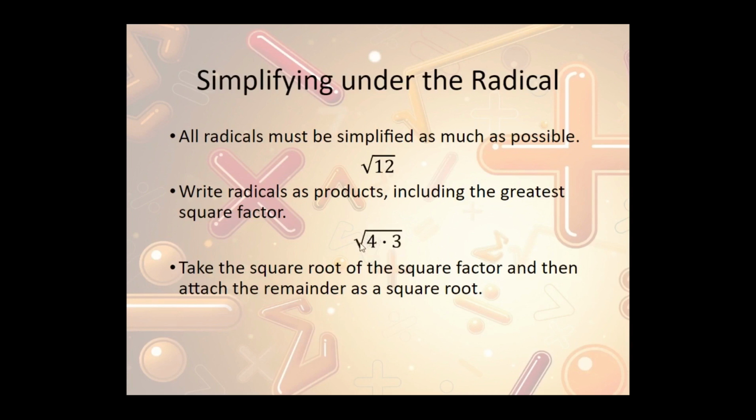So we could take the square root of 4. The square root of 4 is 2. So this becomes 2, and then we leave whatever's left under the square root, which is 3. So this becomes 2 square root of 3.